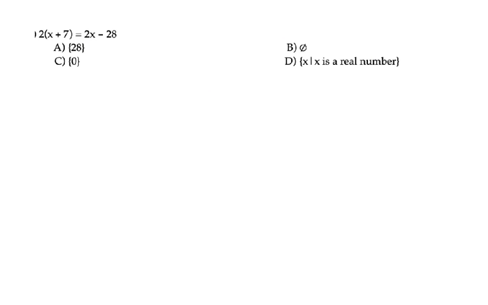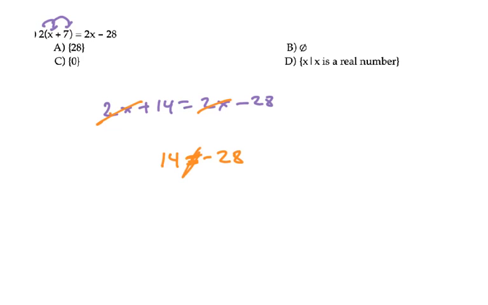Okay, let's do the next one. So now when we distribute, something else happens here. We get 2x plus 14 equals 2x minus 28. Notice that the 2x and 2x cancel out, and so I'm left with 14 is equal to negative 28. Now we know that 14 does not in fact equal negative 28, which means that this always simplifies to something that doesn't have a solution, and hence the answer is the empty set.